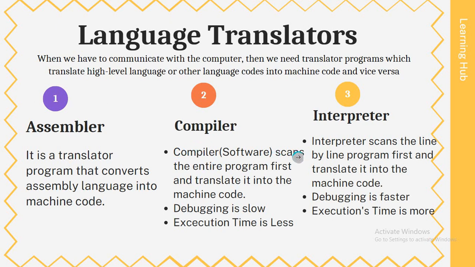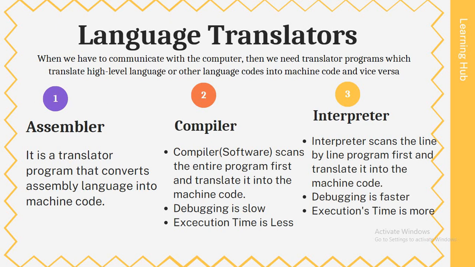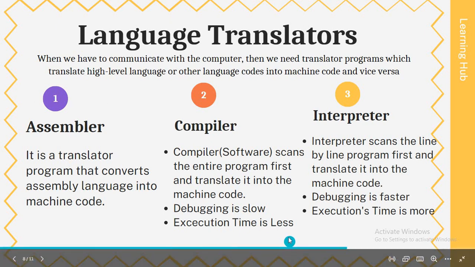Compiler is one of the software. Compiler scans the entire program first. पूरे के पूरे आपके कोड को एक ही बार में स्कैन करेगा, फिर उसे ट्रांसलेट कर देगा मशीन कोड में. डिबगिंग इसमें स्लो है. पूरा होल पेज आप वन टाइम में लिखेंगे और कंपाइलर होल पेज को एक ही बार में स्कैन करके देन कन्वर्ट करेगा मशीन कोड में. एग्जीक्यूशन टाइम इज लेस इन कंपाइलर.